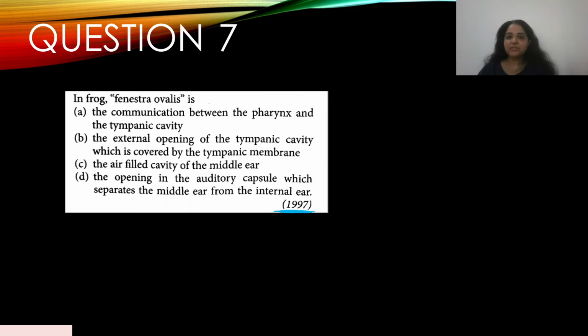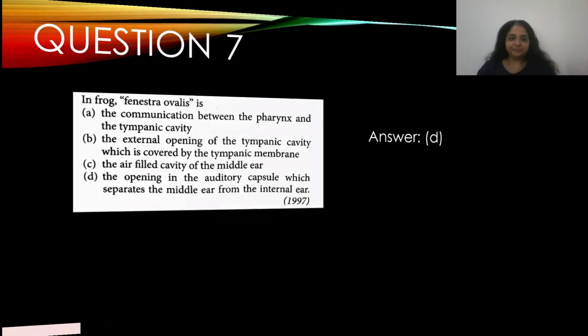So in frogs, there is no external ear like we have in humans. There's a middle ear and then there's an internal ear. Alright, so fenestra ovalis is the opening in the auditory capsule which separates the middle ear from the internal ear. If you look at the anatomy of the frog's ear, you will see that it separates the auditory capsule, which forms the inner ear, from the middle ear, the tympanic cavity. So the correct answer over here is D.